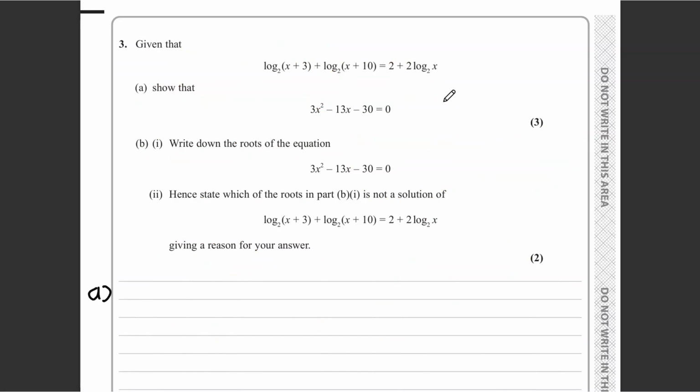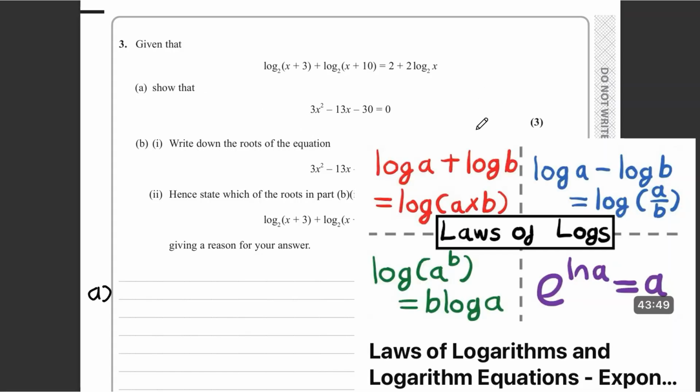Okay, so for question 3, we're given that log base 2 of x plus 3 plus log base 2 of x plus 10 is equal to 2 plus 2 log base 2 of x. And for part A, we need to show that this here is true for 3 marks. So this is a logarithm equation.